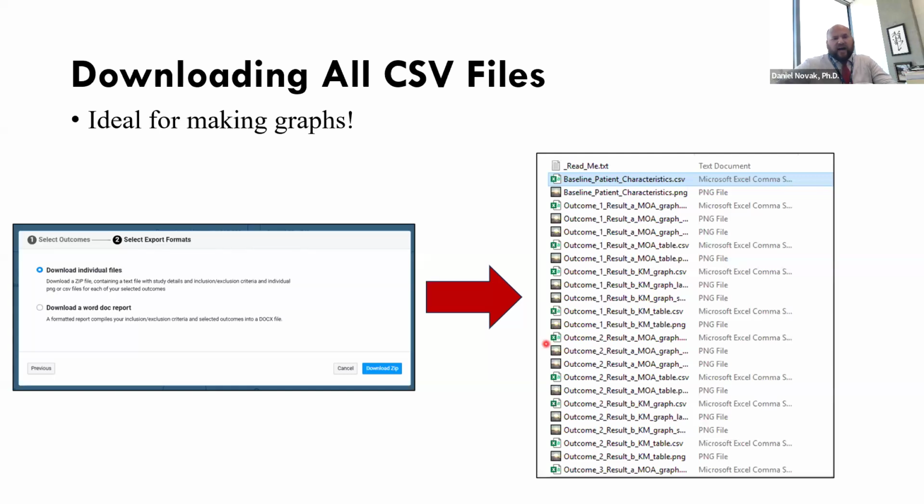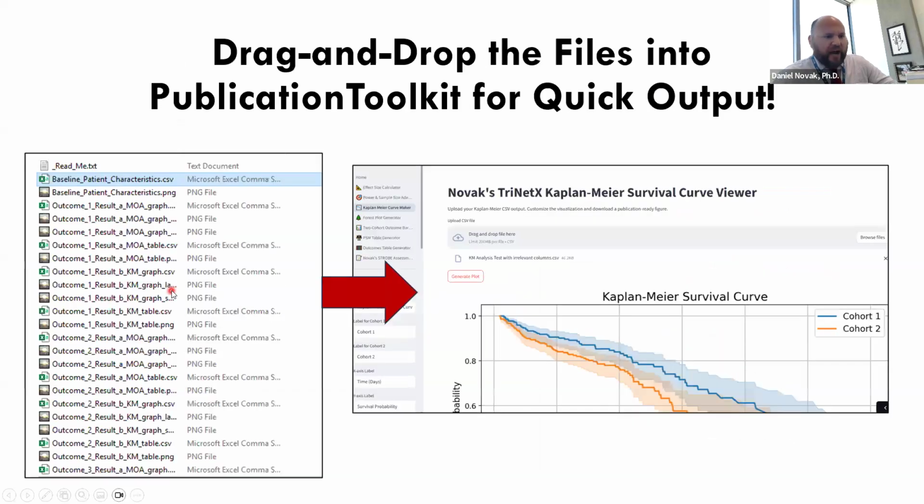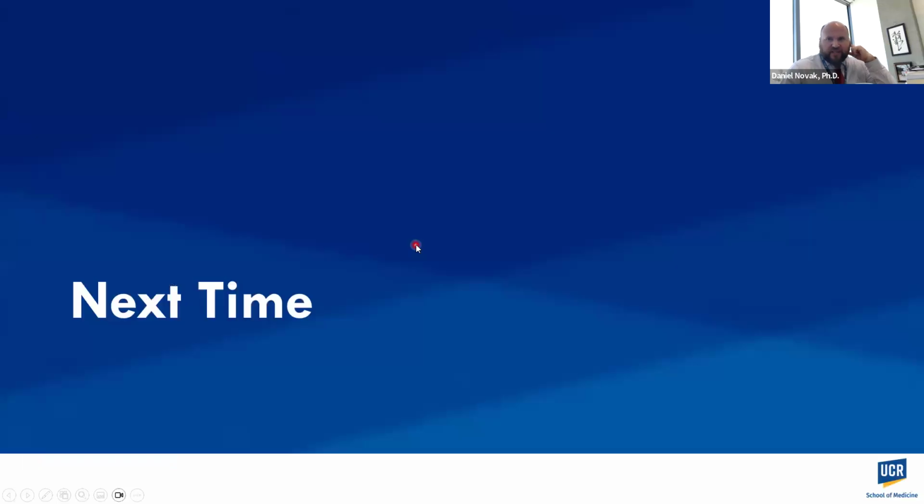And you can download the CSV files as well. So when you download the individual files, it'll actually output things like your CSV file that includes all of your survival curve data. And then you can use my TriNetX survival curve viewer to redraw it with better axes or more accurate axes and things like that. It can be super, super useful to do this. So downloading these also creates little outcome results. Each of your outcomes tables gets exported into a little Excel sheet, which you can then also import into the TriNetX toolkit. That's it.